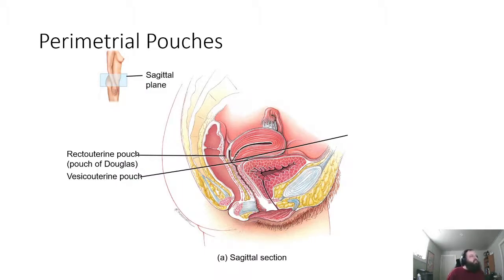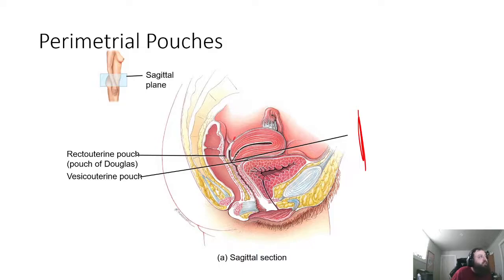The perimetrium is the outer layer of the uterus. Again, the outer layer of the uterus is a simple squamous epithelium and areolar connective tissue. Laterally, as I said, it becomes the broad ligaments, which you can't see in the sagittal section here. Anteriorly, it covers the urinary bladder and forms a shallow pouch, right?